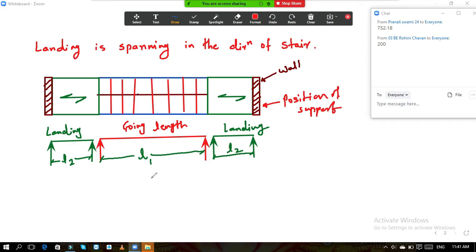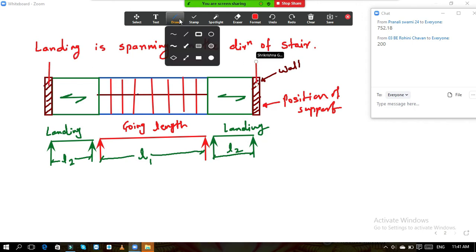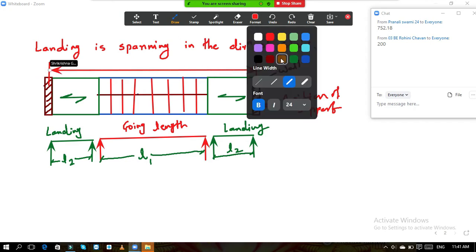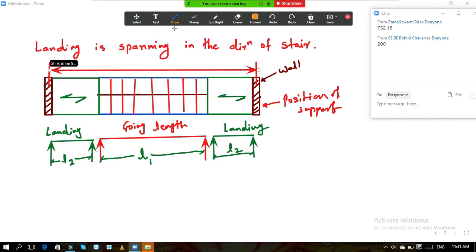And in this case, for the effective span, we take it from the center of this wall to the center of this wall. This is our effective span. Okay, in this case, this span is our effective span.